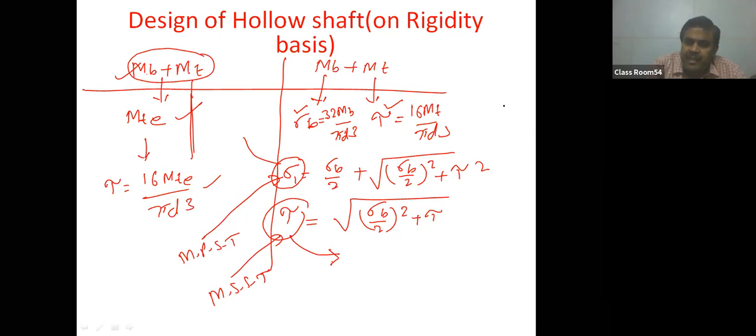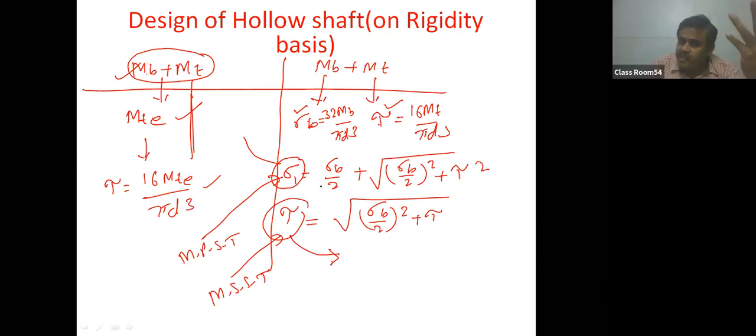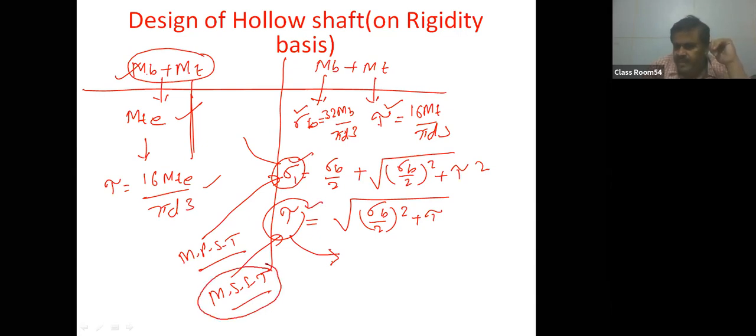Both are the same. In this case, we are finding the stresses first. We are finding the bending stress first and the torsional shear stress first. Then we are combining them by the different theories. If we combine them by the maximum principal stress theory, this is the formula. If we combine them by the maximum shear stress theory, then this is the formula. Generally, we use the maximum shear stress theory. So this is the formula, and this formula is also for the maximum shear stress theory.